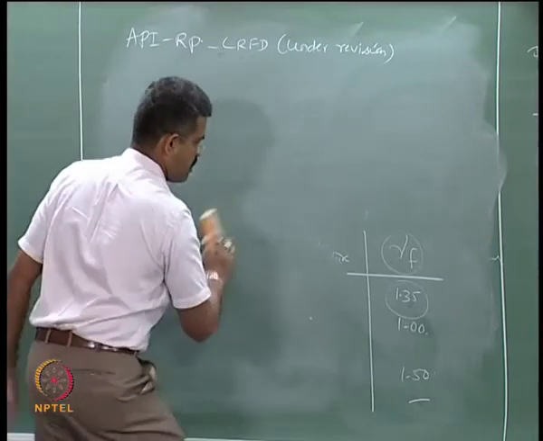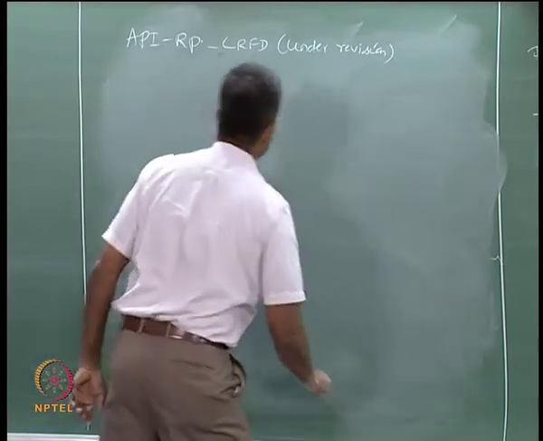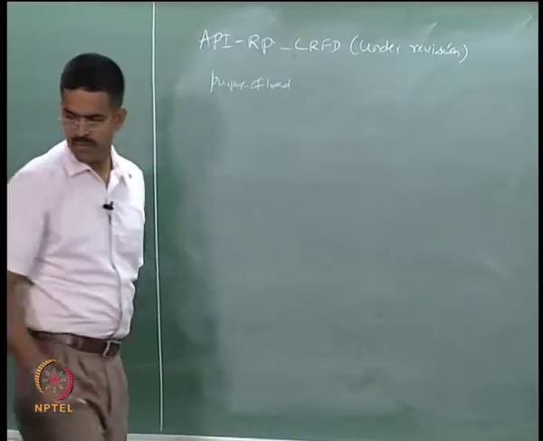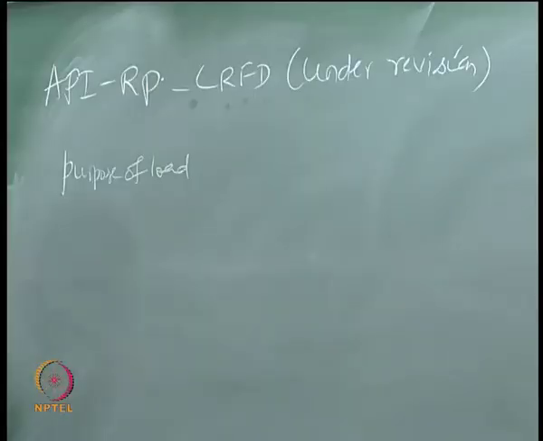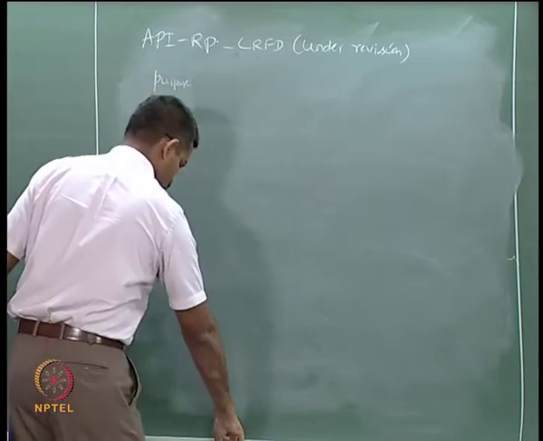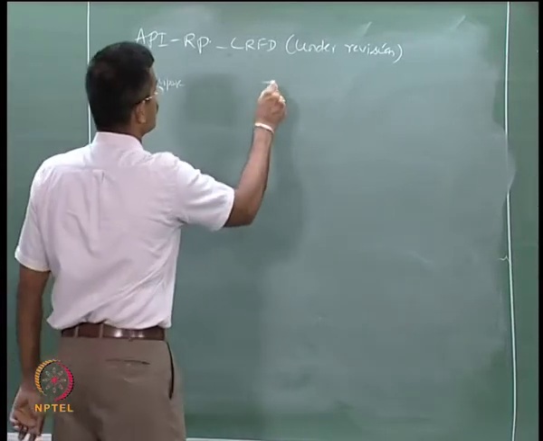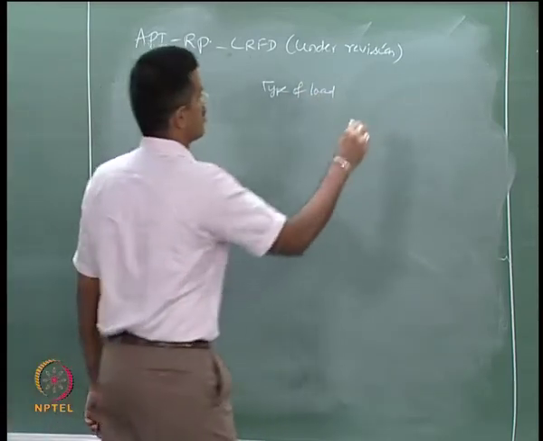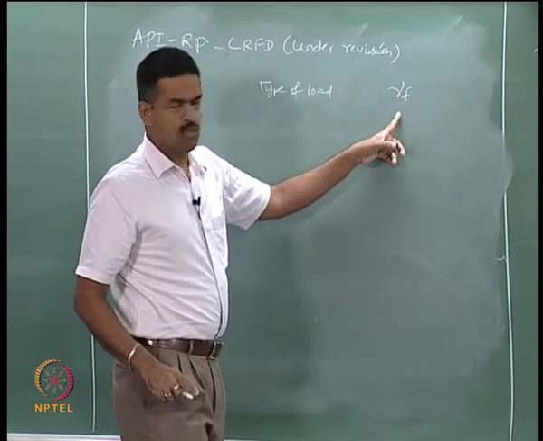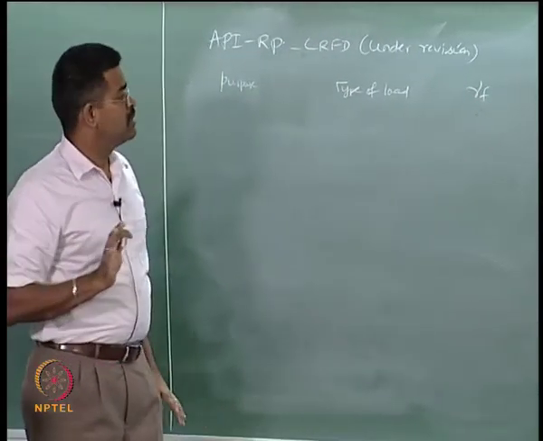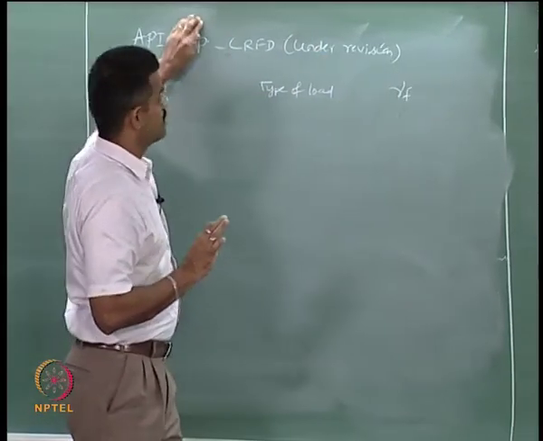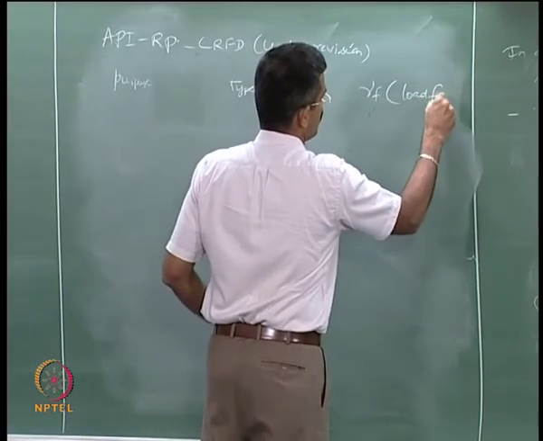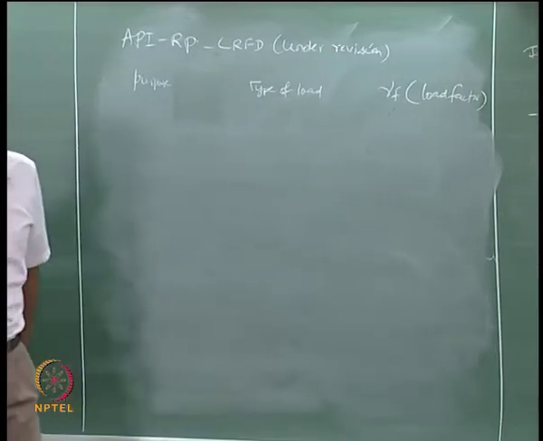define gamma f for the purpose of loading. It is a different category. You say what is the purpose? I should say purpose, not the load. Then type of load, and of course the load factor. He is using a different symbol. I am using it for my convenience. Okay. The symbol used for load factor in API is different from gamma f, but I am using it for my convenience. Okay. I can even write here load factor.